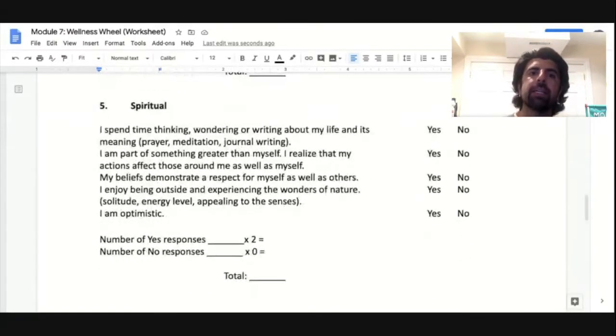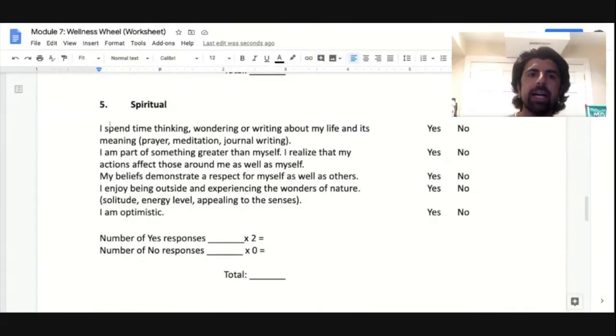And finally, the spiritual wellness. I spend time thinking, wondering, or writing about my life and its meaning. So you're involved with prayer or meditation, or you write journals. I am part of something greater than myself. I realize that my actions affect those around me as well as others. Next point. My beliefs demonstrate a respect for others as well as a respect for myself.